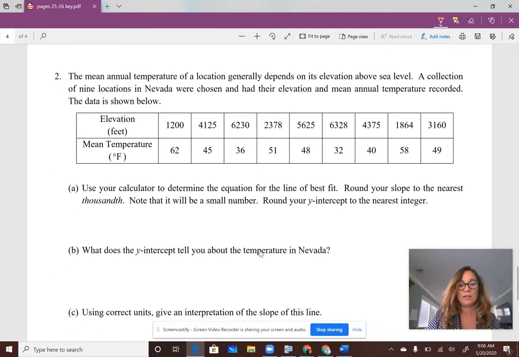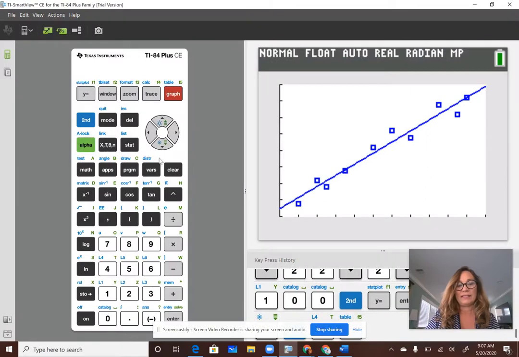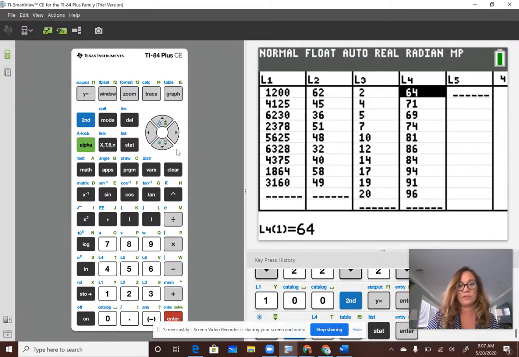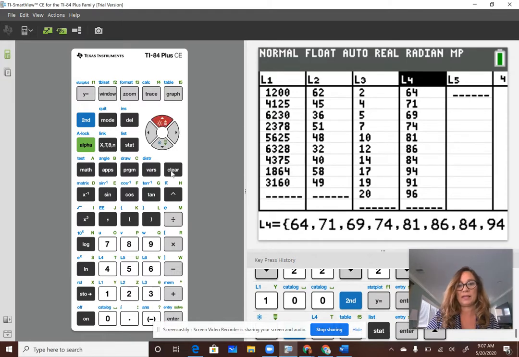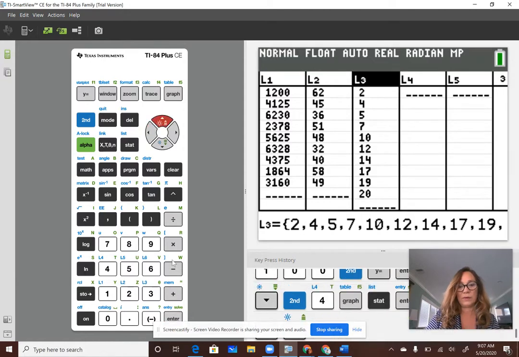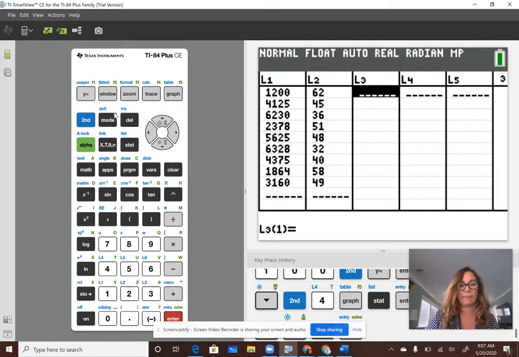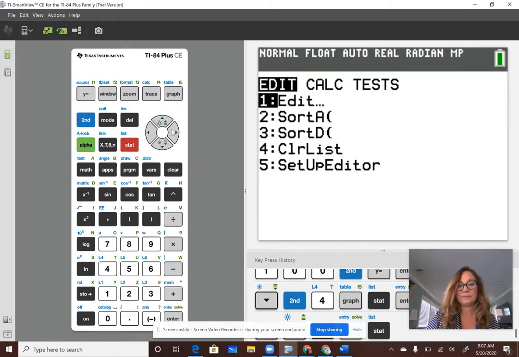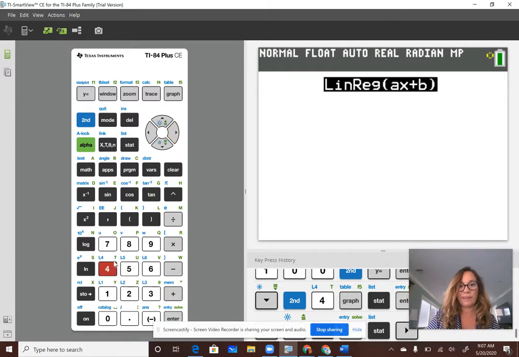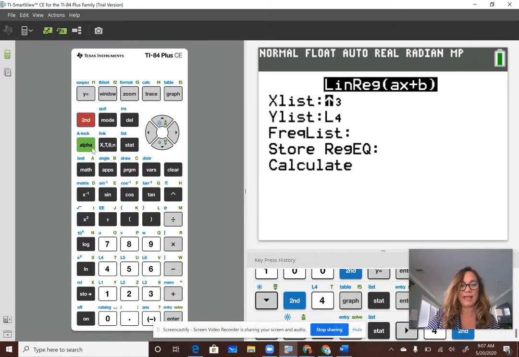Okay, so use your calculator to determine the equation of the line of best fit. So back I go to my calculator. I did enter this data in my L1 and L2, so again that's ready to go. I'm going to clear this out because I don't need it anymore. Just a little housekeeping. Okay, so stat, arrow over to calc, and you're doing linear regression. And I do have to change back to my L1 and L2.